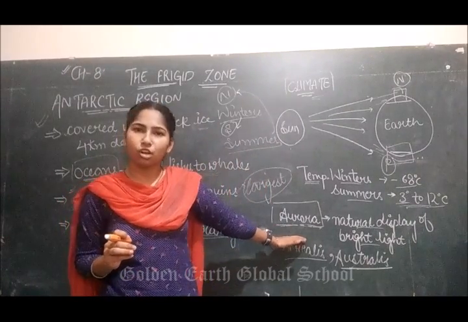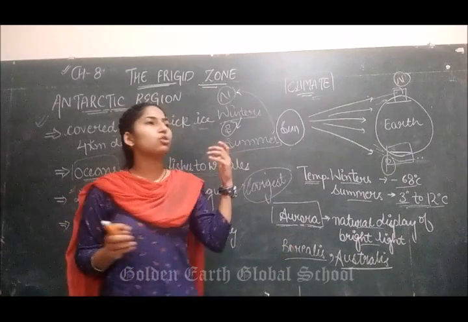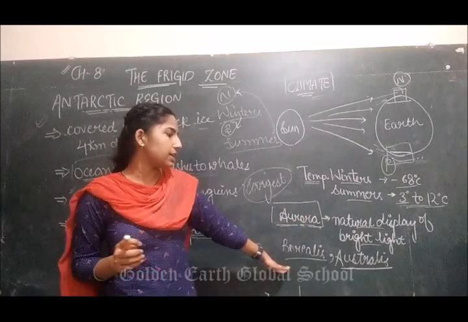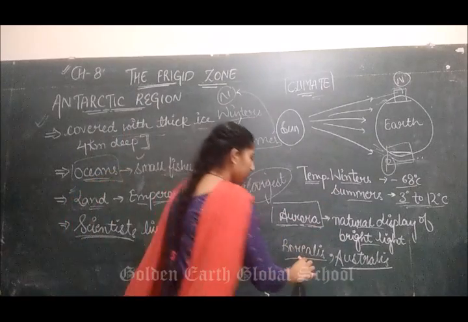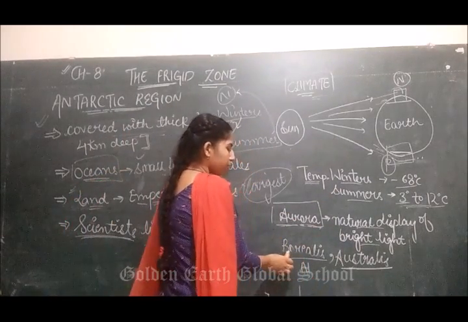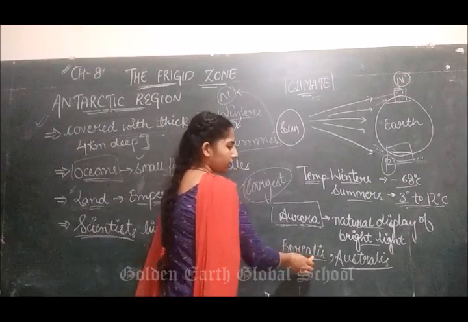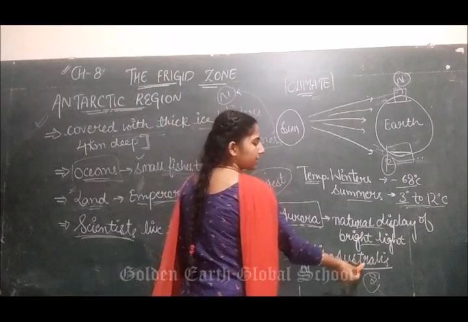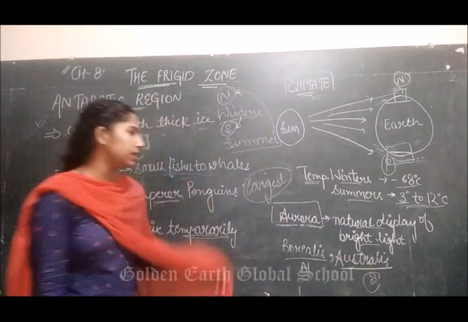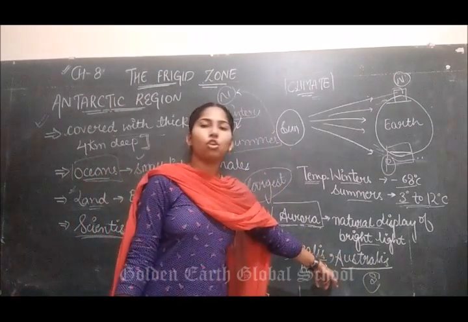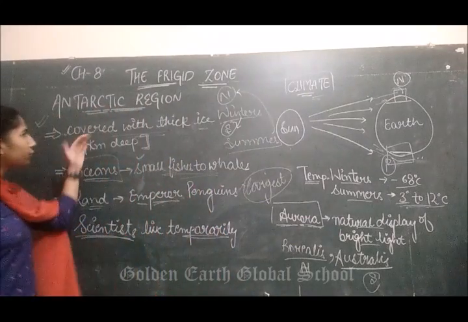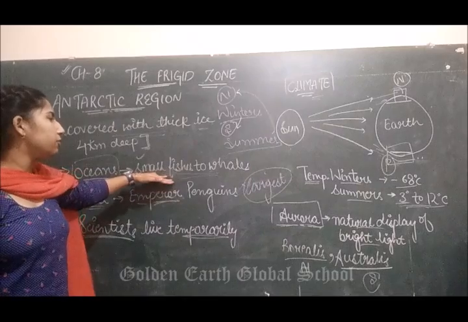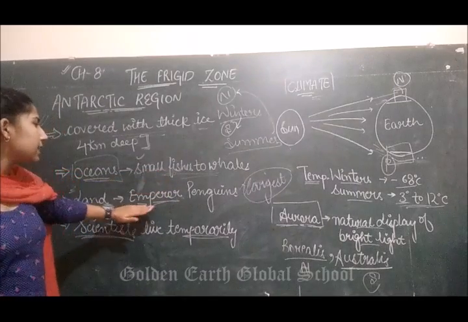तो डिफरेंट डिफरेंट कलर्स की लाइट आसमान में होती है, नेचुरल डिस्प्ले ऑफ ब्राइट लाइट इज नोन एज ऑरोरा। ऑरोरा बोरेलिस हम कहेंगे जो लाइट का डिस्प्ले नॉर्थ पोल में होगा, BOREALIS बोरेलिस, एंड जिनका साउथ पोल में होगा ऑस्ट्रेलिस, AUSTRALIS ऑस्ट्रेलिस, Aurora borealis and Aurora australis. So this was the frigid zones, Antarctic region, covered with thick ice, fishes from small fishes to whales.